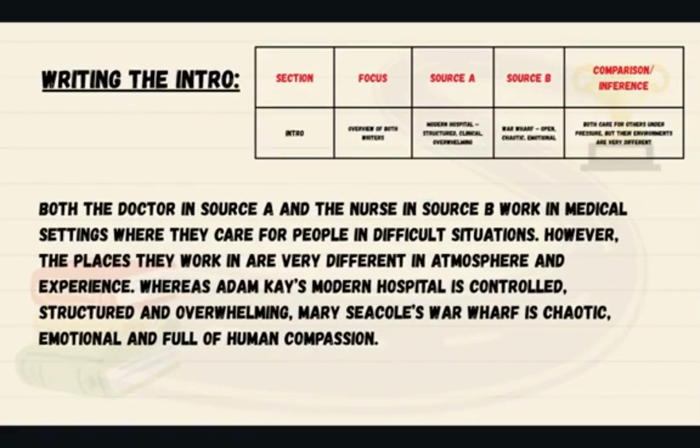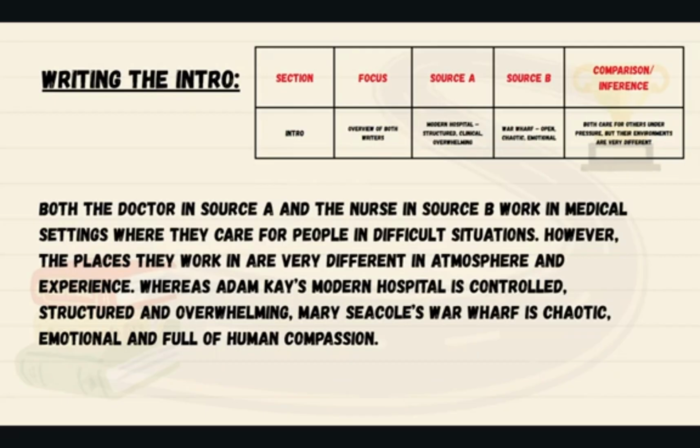Here I've written a paragraph based on my first section of the intro, so let's have a read. So I've said, both the doctor in source A and the nurse in source B work in medical settings where they care for people in difficult situations. However, the places they work in are very different in atmosphere and experience. Whereas Adam K's modern hospital is controlled, structured and overwhelming, Mary Seacole's wharf is chaotic, emotional and full of human compassion.